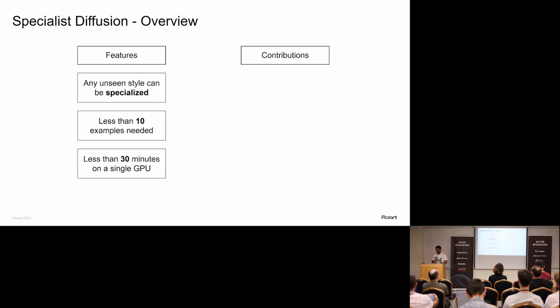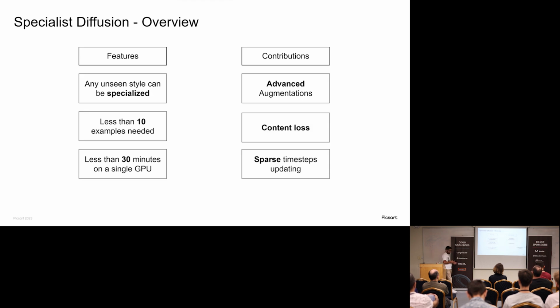The contributions to design our specialist diffusion model are the following. We've designed the advanced augmentation method, and I think you are familiar with augmentation methods with respect to images, but we have advanced augmentation methods, content loss to solve a forgetting phenomenon, and also sparse time step updating, where we speed up the convergence procedure.